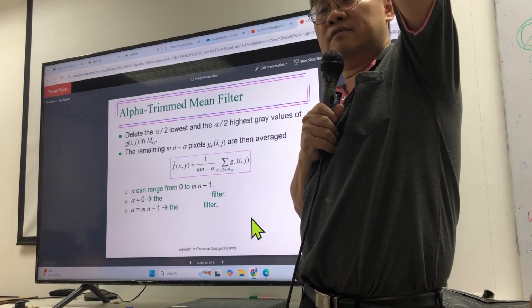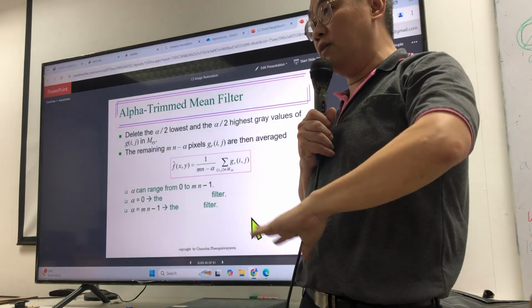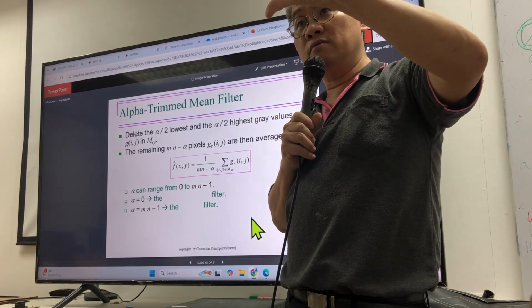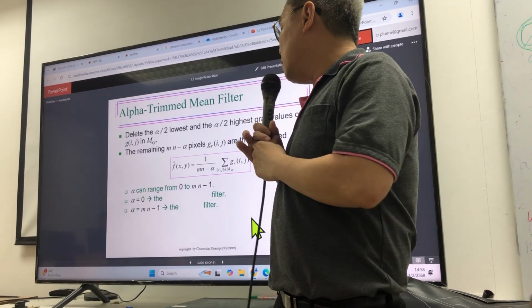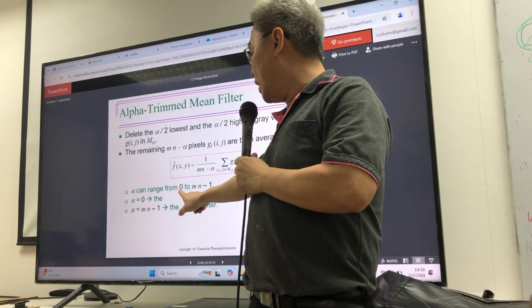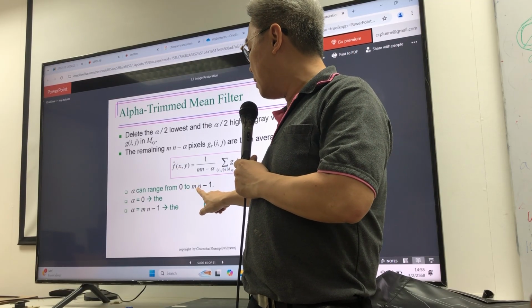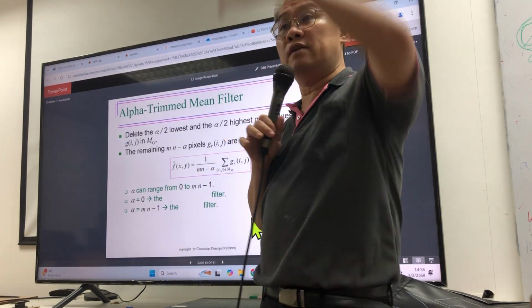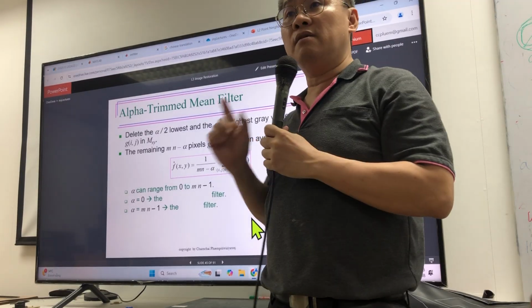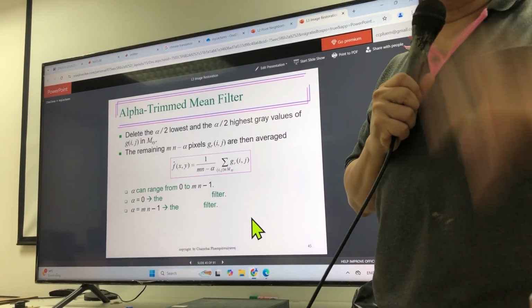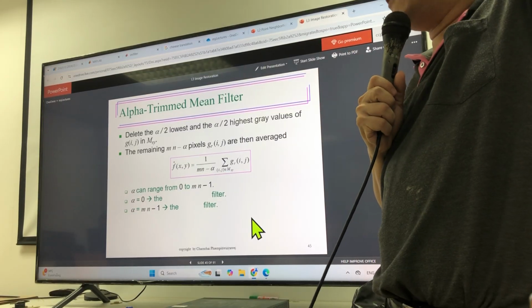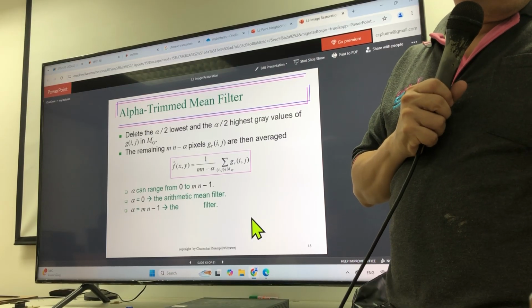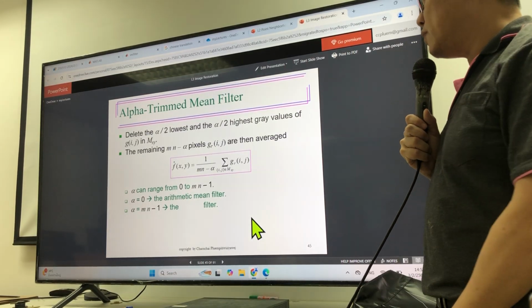You get rid of the highest alpha over 2 values and the lowest alpha over 2 values, and then you take the average of the middle gray values. So if alpha is ranging from 0 to m times n minus 1: if alpha is 0, you don't get rid of anything. If we don't get rid of anything, you take the average of every single pixel, and it becomes the arithmetic mean filter. If alpha is 0, it's arithmetic mean.